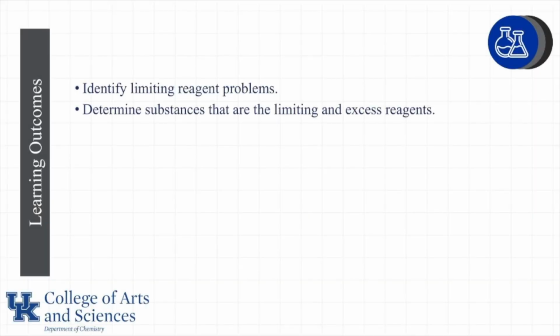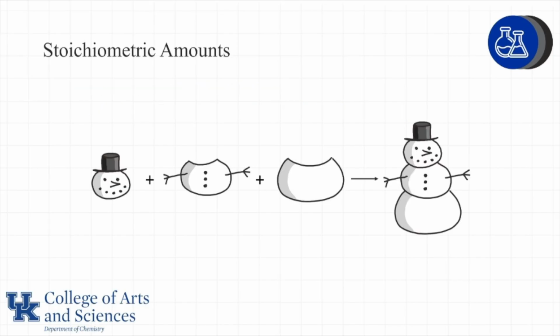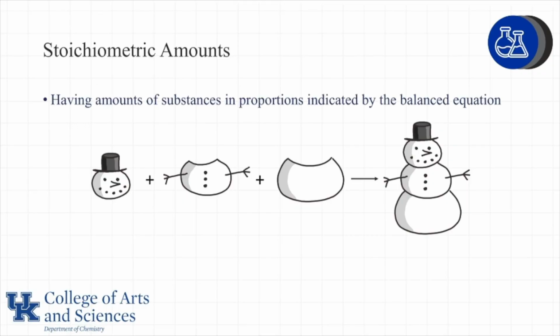In this lesson, we're going to learn how to identify and solve limiting reagent problems. When we are looking at a reaction and looking at stoichiometric amounts, what we mean is we have amounts of substances in proportion indicated by the balanced equation. For example, if we have one head, one middle, and one bottom of a snowman, then we can make one snowman. This will be considered a stoichiometric amount because we don't have any of our parts left over.